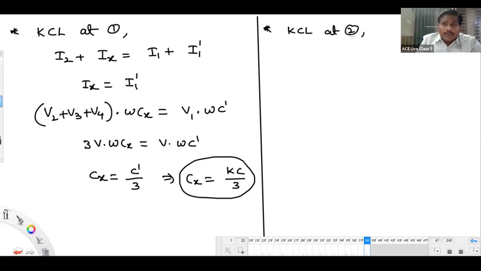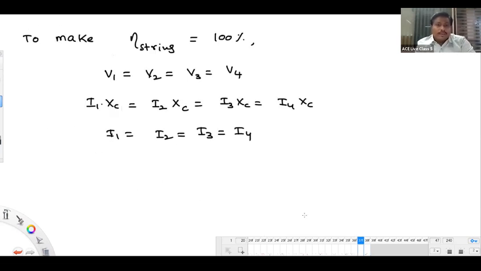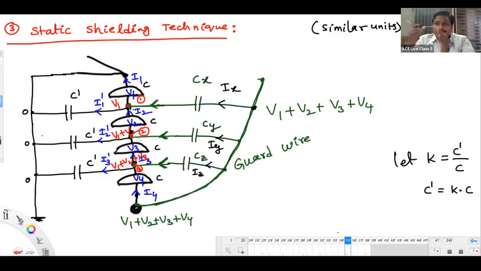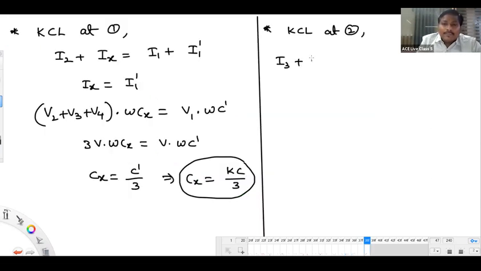KCL at node number 2. What can you write for KCL at node 2? Incoming is I3 and Iy. Outgoing will be I2 and I3 plus I2 dash. So I3 plus Iy is equal to I2 plus I2 dash. You can cancel I2 and I3, and you will get simply Iy equals I2 dash.